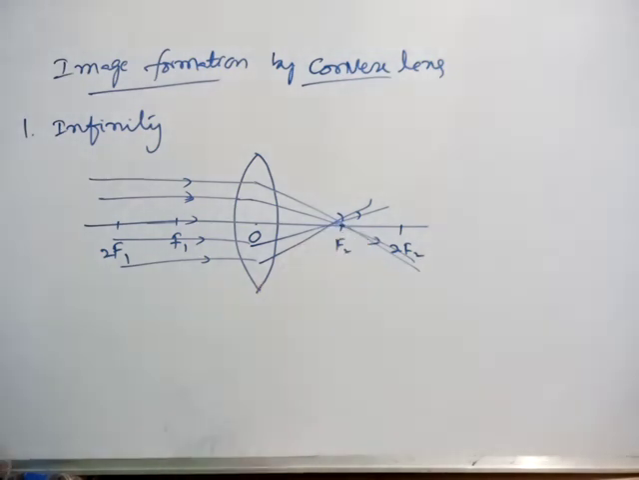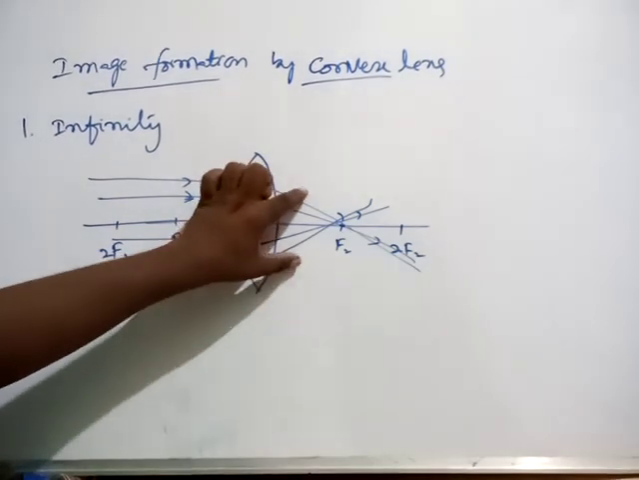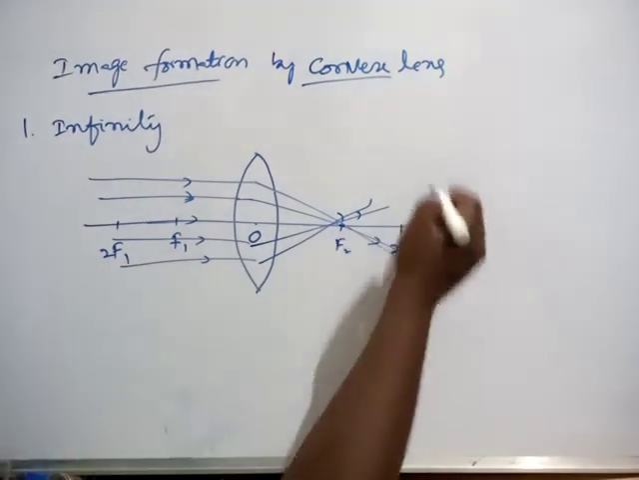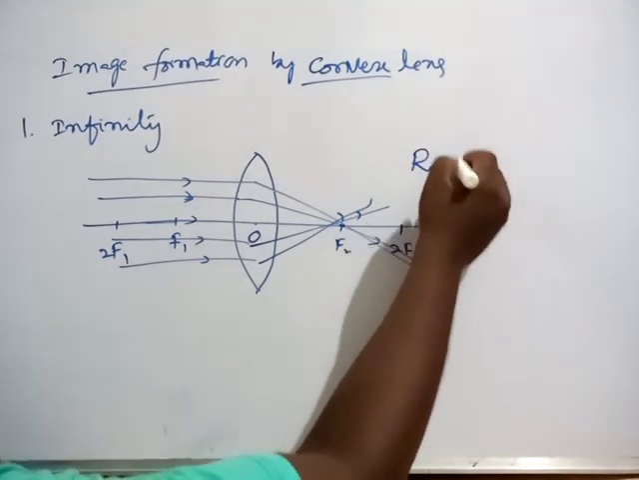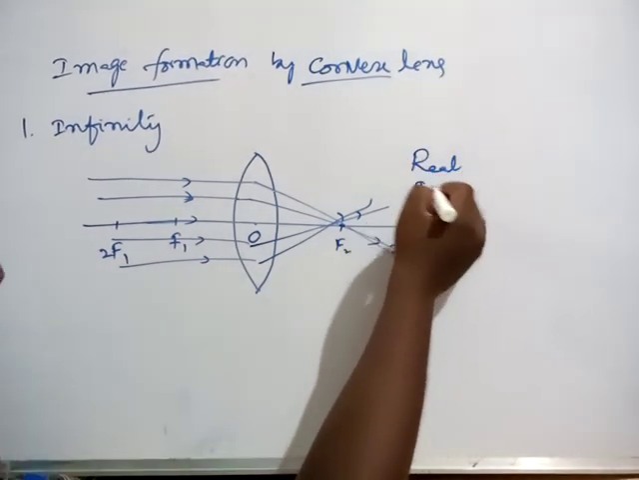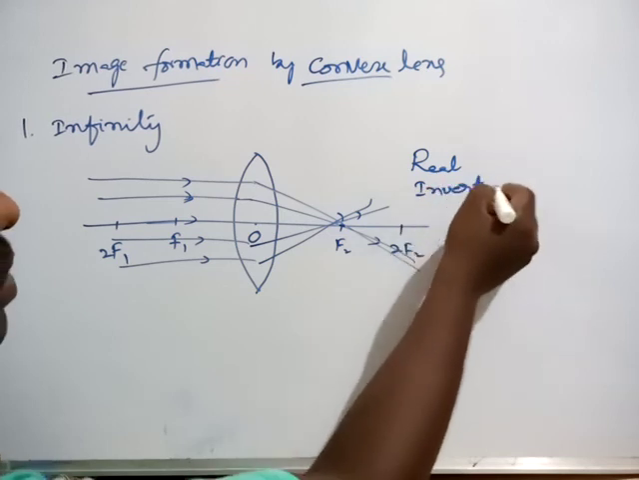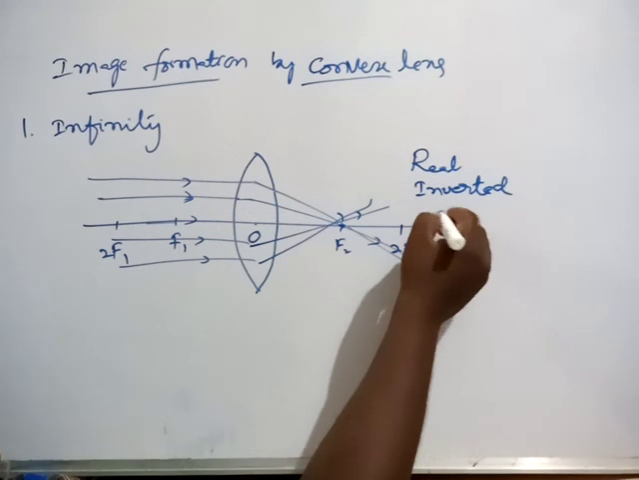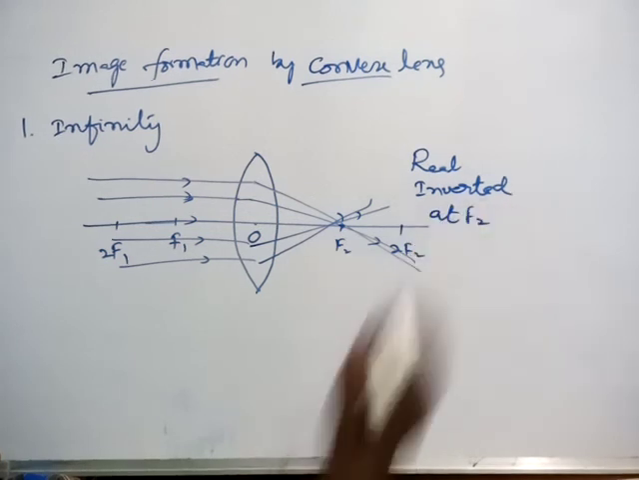See Nana, these are actual rays only, no? They are converging at this point. So what type of image will we get? Definitely a real and inverted image. A real image is always inverted, and it is formed at F2. The image is formed at F2.